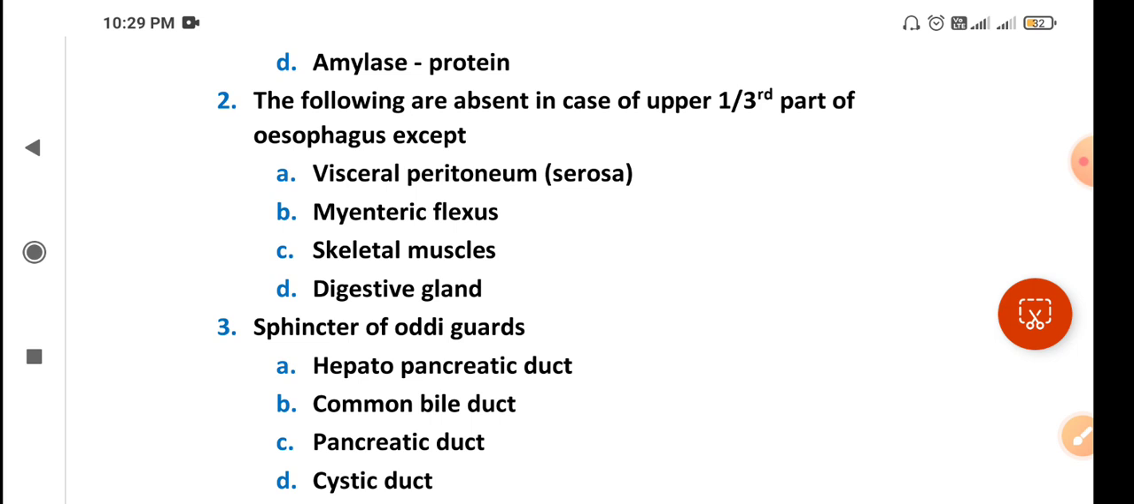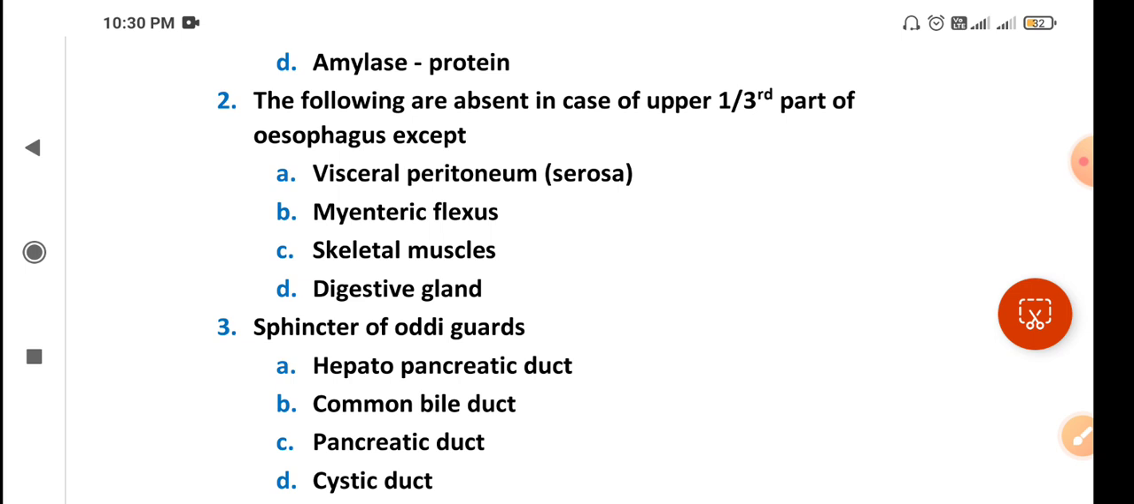What is mesenteric plexus? Actually it is a network of nerves, and this is present in the gastrointestinal tract but not in the esophagus. The C option is skeletal muscles, and the fourth option is digestive glands. Digestive glands are also absent because no digestion takes place inside the esophagus. So the answer will be skeletal muscles. Yes, skeletal muscles are present in the upper 1/3 part of the esophagus.